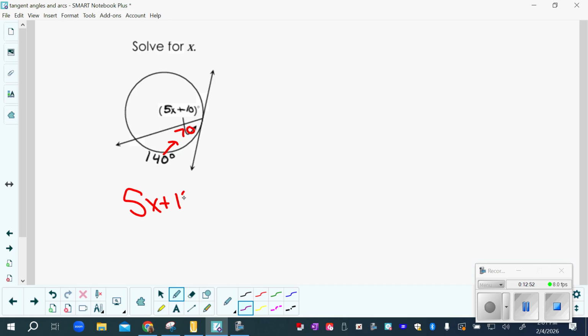5x plus 10 equals 70. But I had other kids who said, oh, Miss T, could I just say this guy, if I times him by 2, make it 10x plus 20 equals 140. Does that work? And guess what? Same answer.